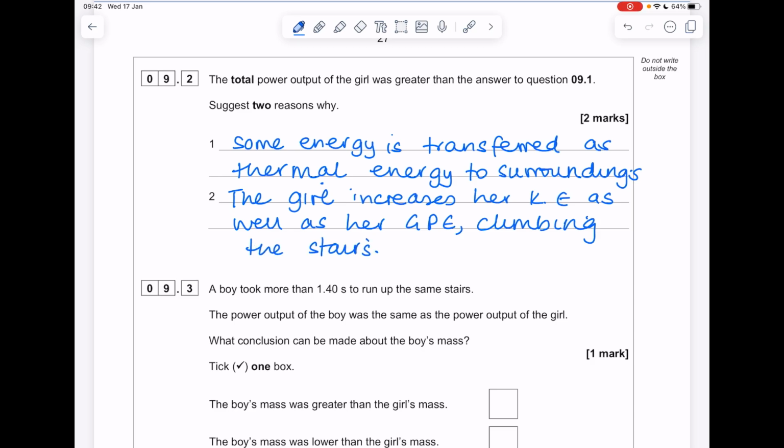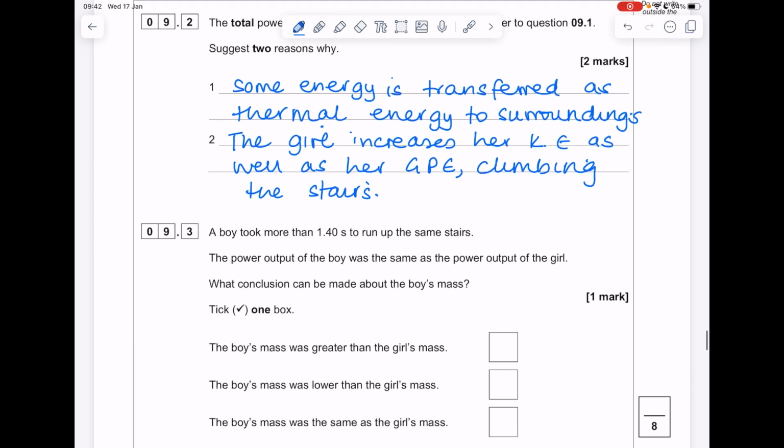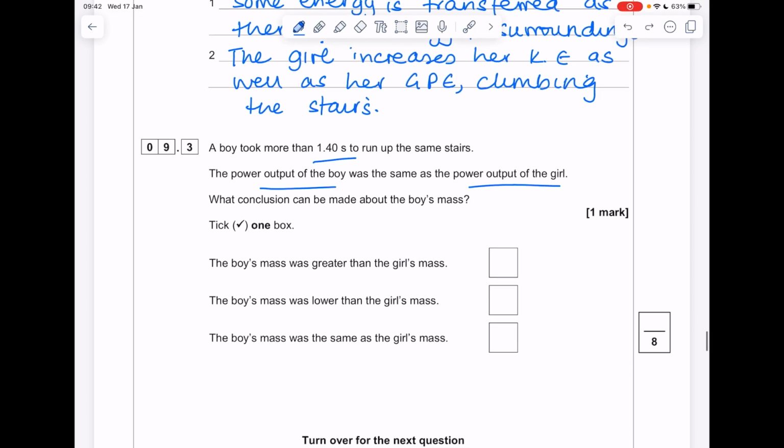A boy took more than 1.4 seconds to run up the same stairs. The power output of the boy was the same as the power output of the girl. What conclusion can be made about the boy's mass? So if it took him longer, but the power output was the same, it must mean that his mass was greater than the girl's.